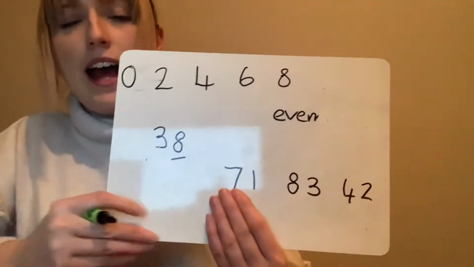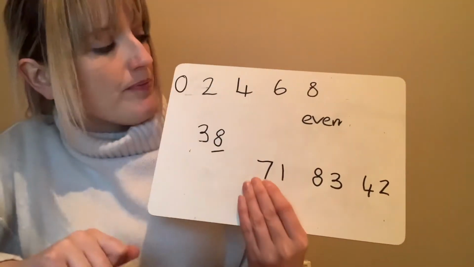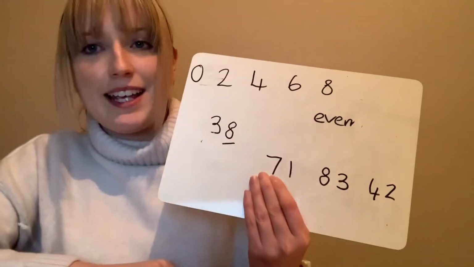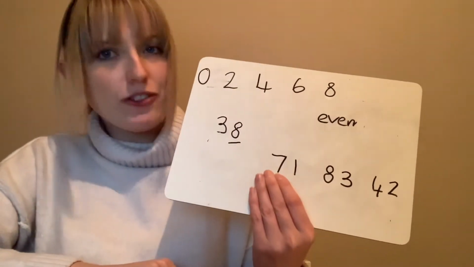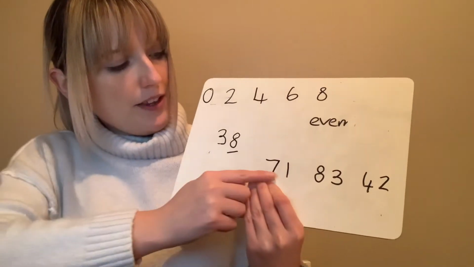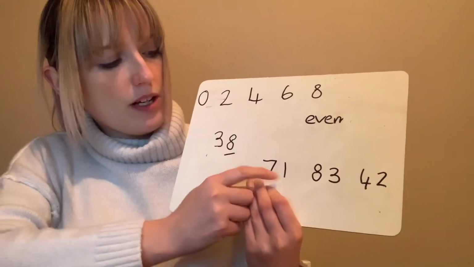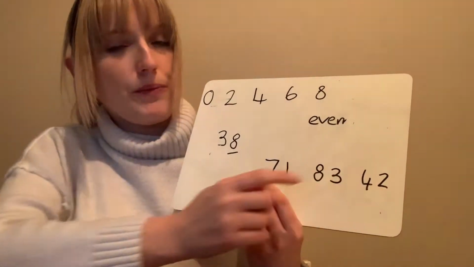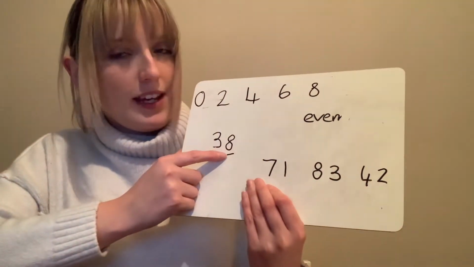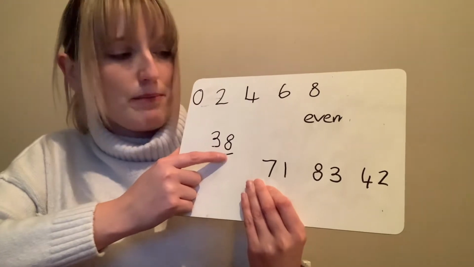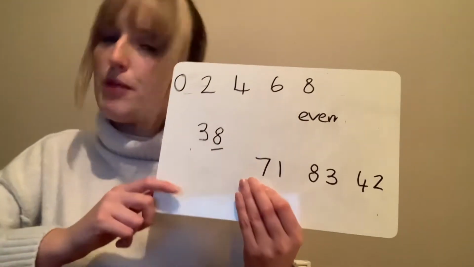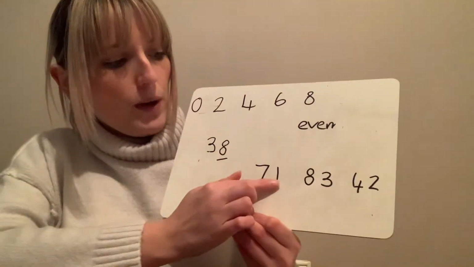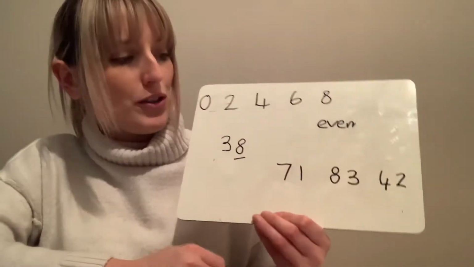So have a think about our poem. 0, 2, 4, 6, 8. Even numbers, they are great. Now looking at the numbers, 71, 83, 42. Remembering it's the number that it ends in that's important. See if you can pause the video now and tell your adult which one is the even number.